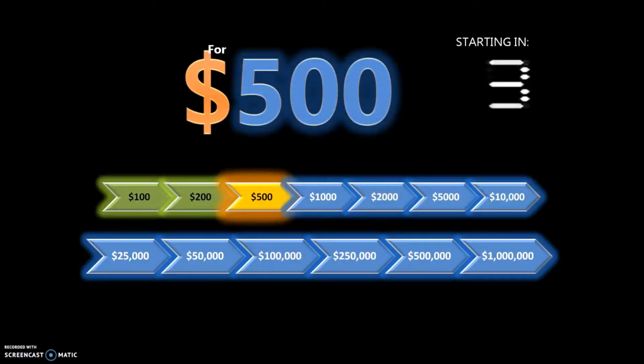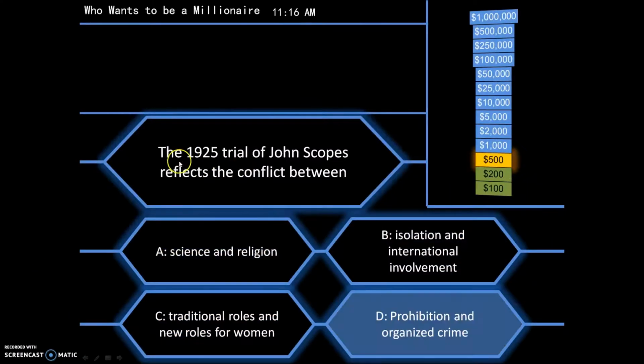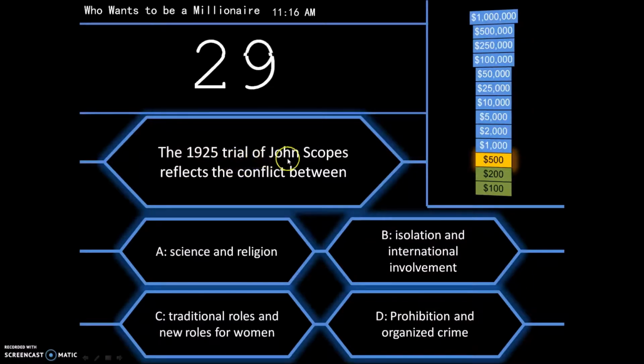Alright, let's move on to the third question worth $500. The 1925 trial of John Scopes reflects the conflict between A. science and religion, B. isolation and international involvement, C. traditional roles and new roles for women, D. prohibition and organized crime. So it's not related to the issue of the women.